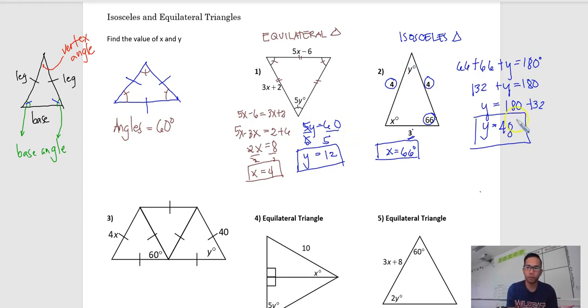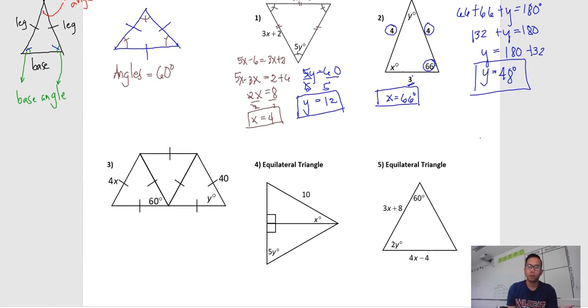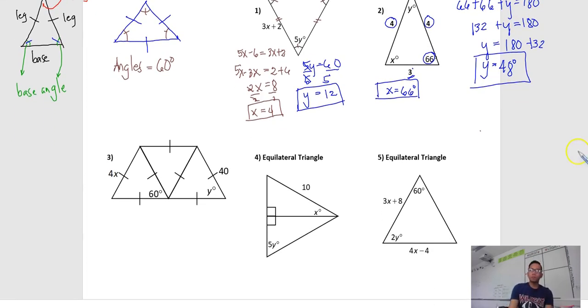That's how we use our equilateral and isosceles triangle properties. Next, we have the number 3 problem, where you are going to identify whether all of these 3 triangles are equilateral.